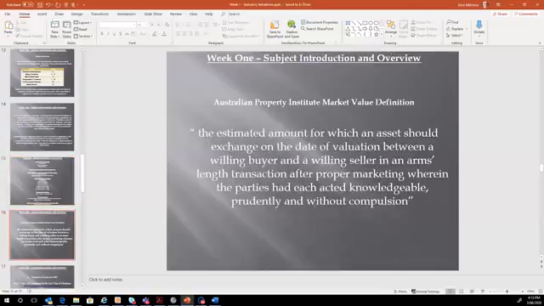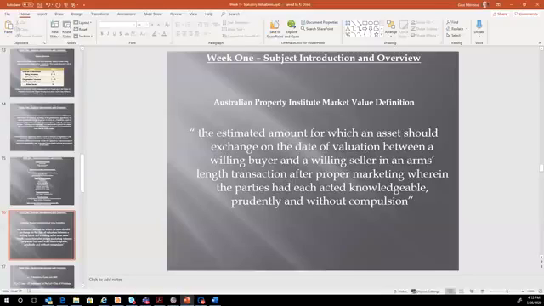Okay, so let's start off and look at one of the fundamental definitions of market value in Australia. The Australian Property Institute quotes the definition of market value as the following.